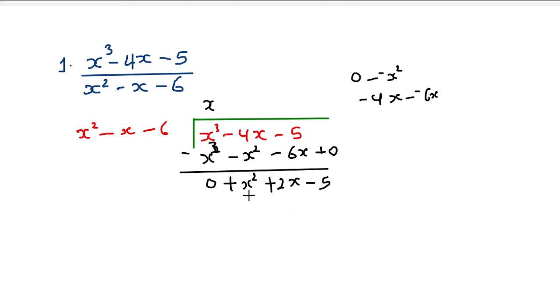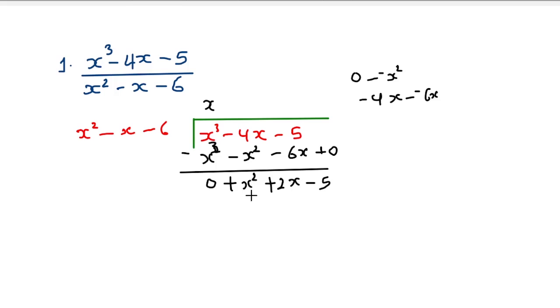So we go on to divide until the highest power of the expression we get is less than the highest power of the divisor. So let's move on. They're still the same. So it means we may still have an improper fraction.